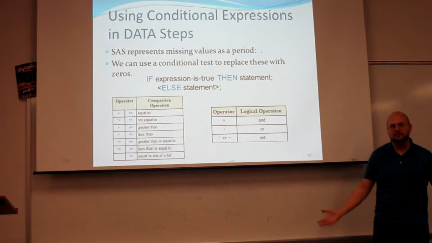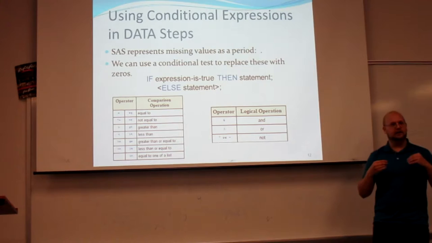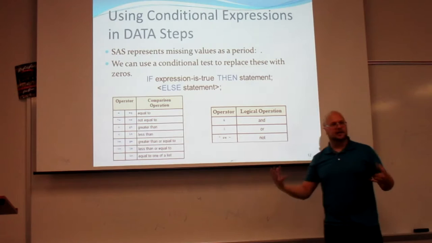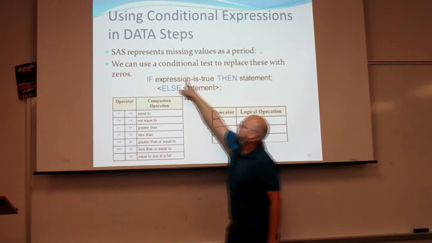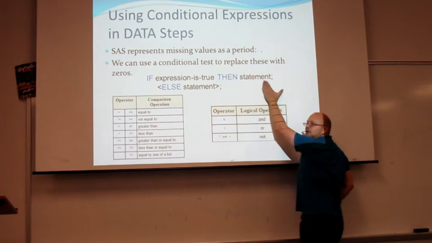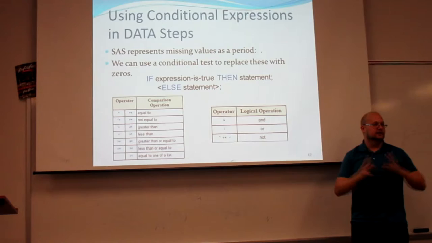And in SAS, the missing data, when you go and run an analysis, it just ignores those rows. Because if you have a zero in it, that means you're actually going to use it in math. All right. So we can use a conditional to replace them with zeros. And so in here, if the expression is true, then you execute whatever code you want. That could be a whole block of code. That could be just one statement. It could be as long or small as you want.